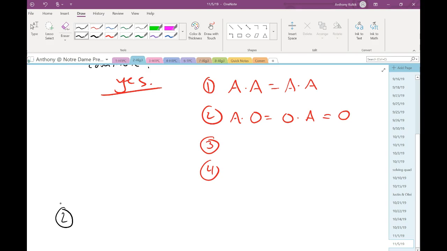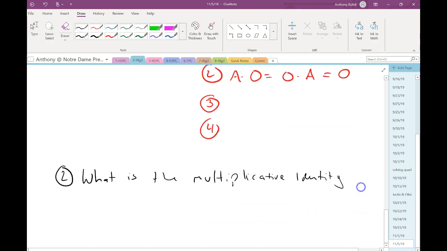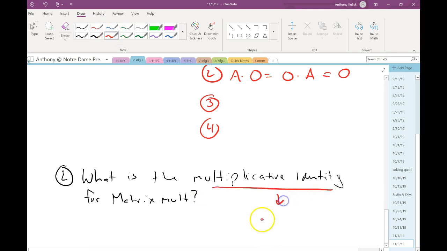Okay. My next question would be, so what is the multiplicative identity for matrix multiplication? And when we say multiplicative identity, I'm looking for a matrix that when I multiply it by A, I get A. And really, that should work in both directions.